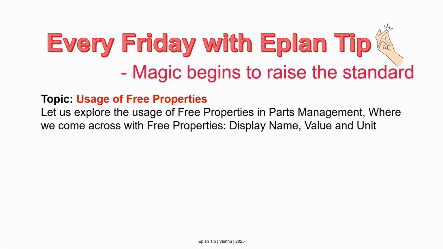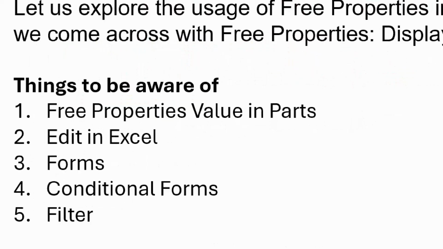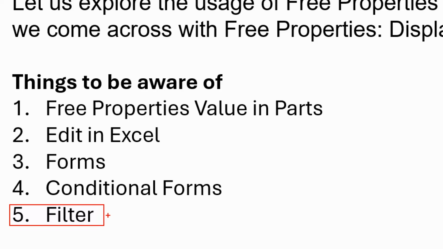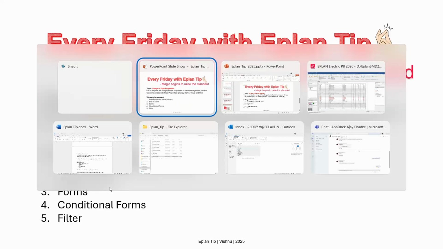Before I go there, I also want to tell you, on similar things, the way we had it in the earlier video, that the free property value in parts can be understood, edited in Excel, used in forms, conditional forms, and filter. In that video, the filter was inside the form. Today we'll also see the filter which is outside the form, meaning we will go to the report template filter. So there also we'll try to see those things. Without delay, we'll just switch to Eplan.